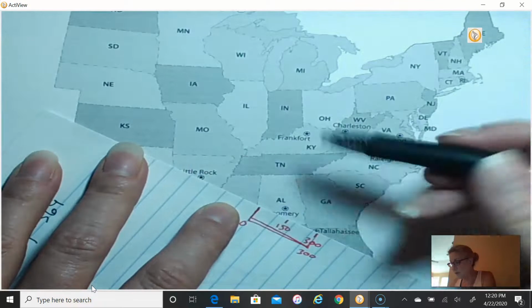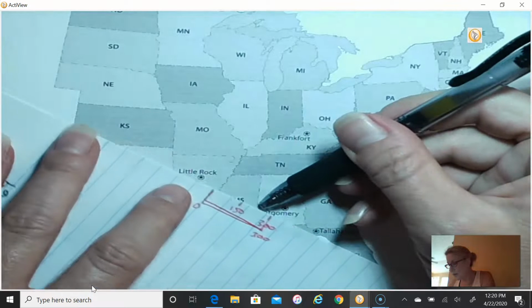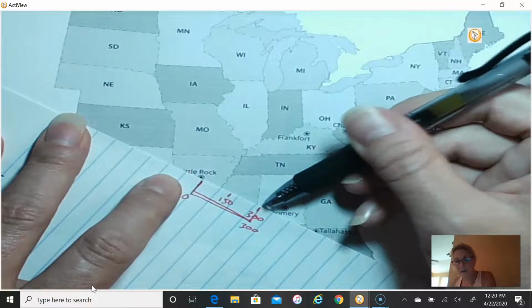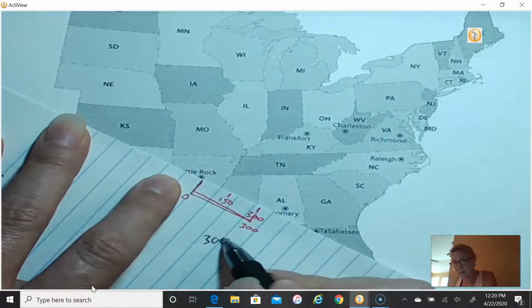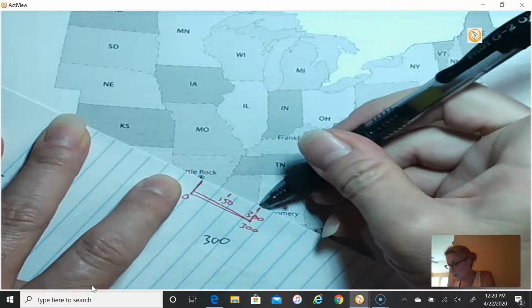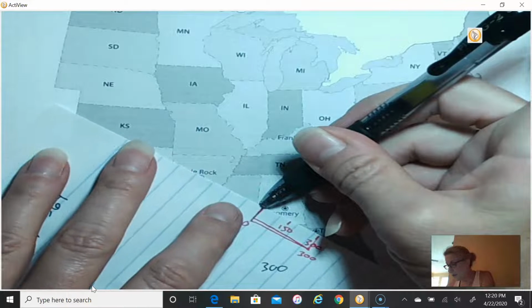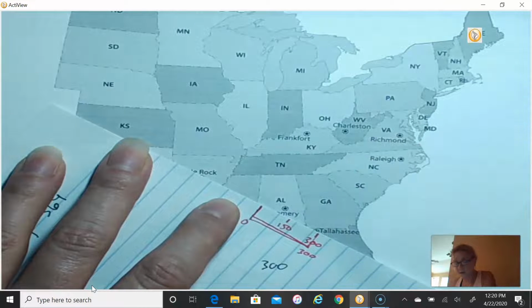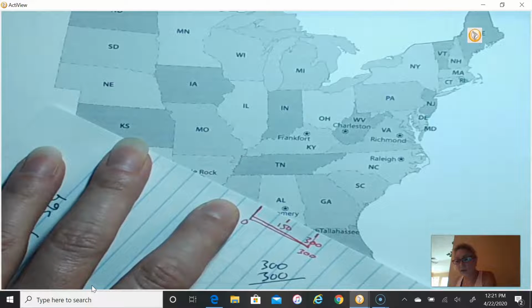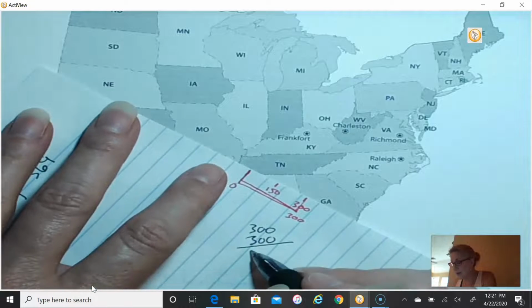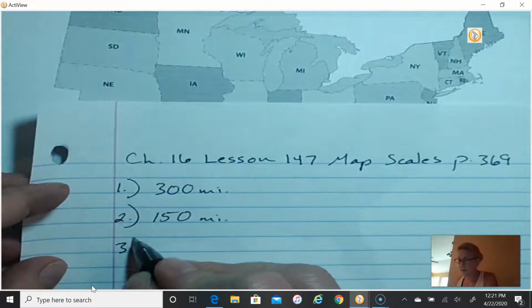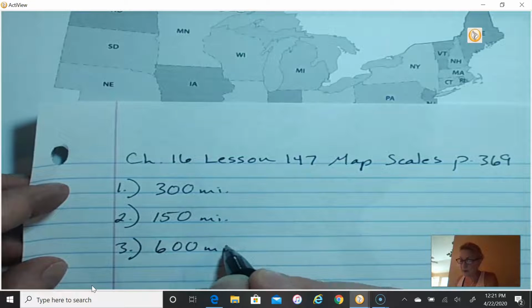So if you notice, from here to here's how many miles? 300, right? And then from here to here, that's another 300. So then how many total miles is it from Little Rock to Tallahassee? 600 miles. So 3 is 600 miles.